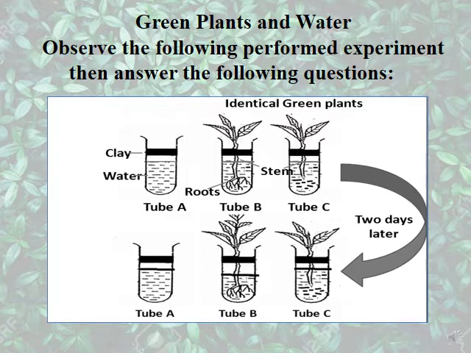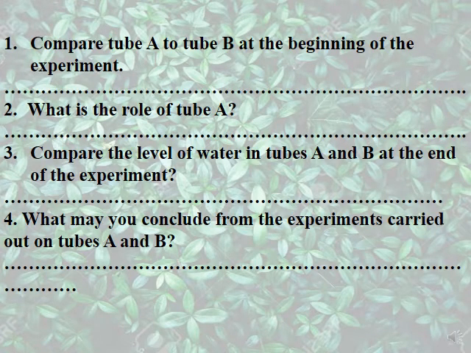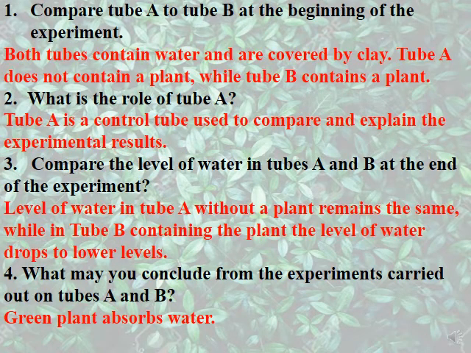Compare tubes A and B at the beginning of the experiment. Tubes A and B both contain water and clay, but B contains a plant while A doesn't. Tube A is a control tube used to compare and explain the different experimental results. Compare the level of water in tubes A and B at the end of the experiment. In A, it remains the same since there is no plant. In B, it drops to a lower level due to the presence of the plant. So we can deduce here that the plant is responsible for the absorption of water.